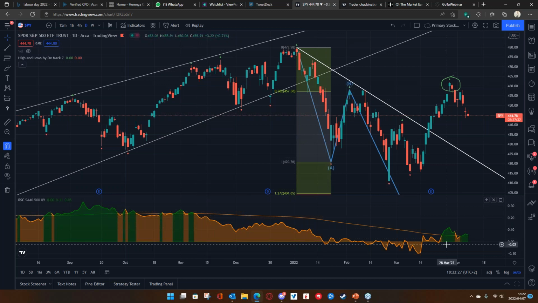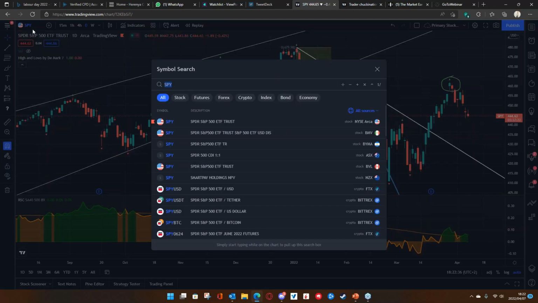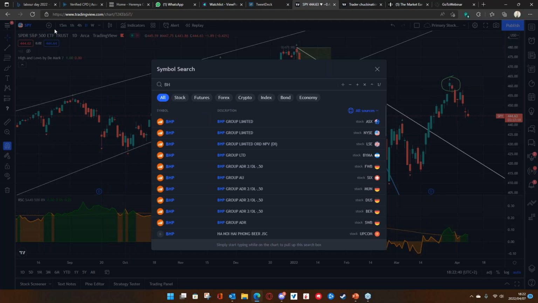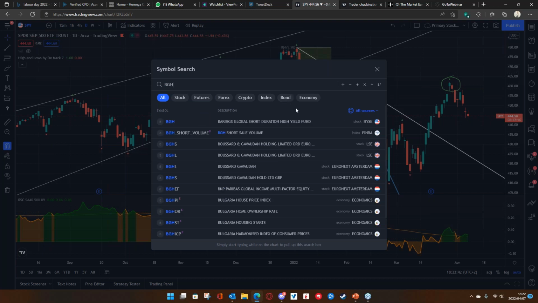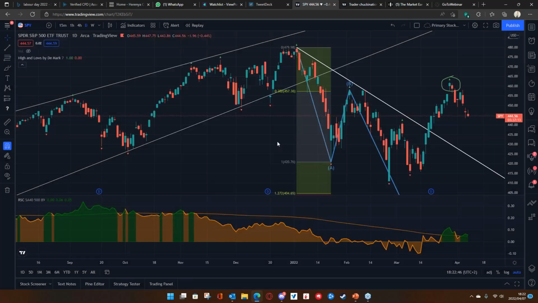So now that this is starting to outperform, we say, okay, cool, S&P 500 is maybe something we want to be invested in. So let's look at a stock, let's say Bulletin.